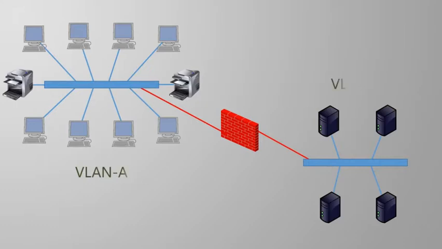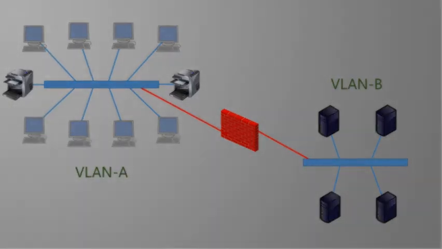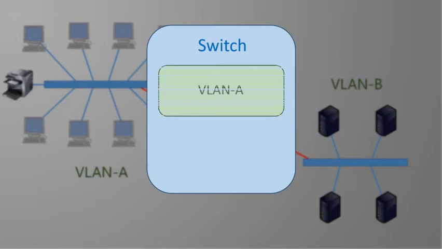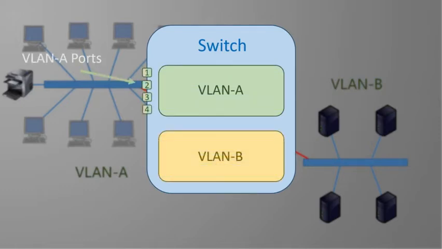Fortunately, we can create virtual LANs, also known as VLANs, on our switch. Think of this as if you've got a few different switches inside that one box. Some of the ports will be part of one VLAN, while other ports will be part of a different VLAN.